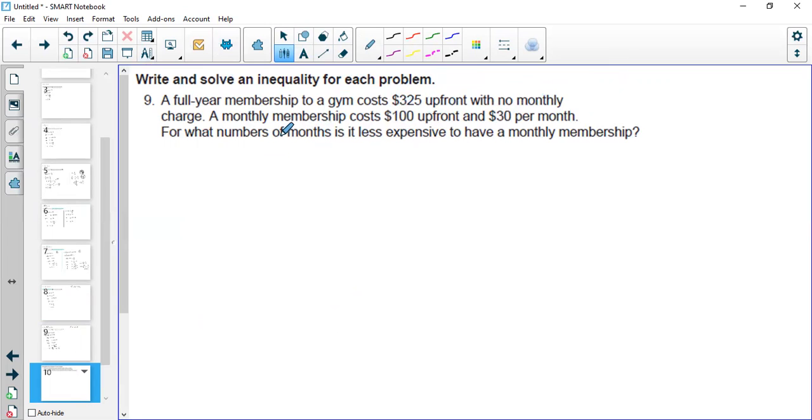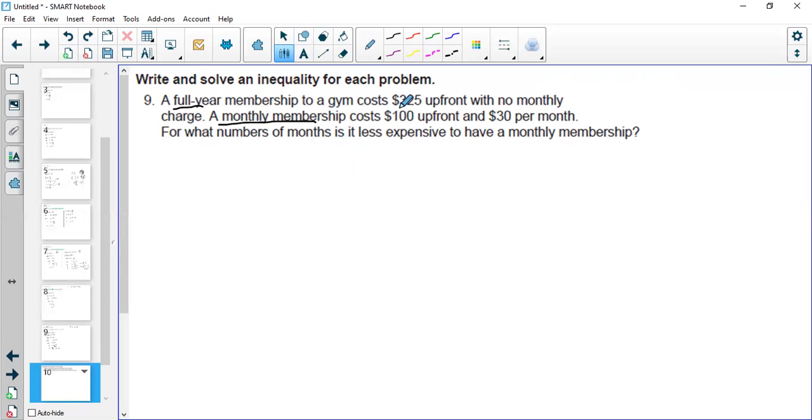For what numbers of months is it less expensive to have monthly membership? So first, definitely we need to write an inequality. Okay, so they are telling us to compare between the full year and the monthly membership. So let's write down the inequality first.